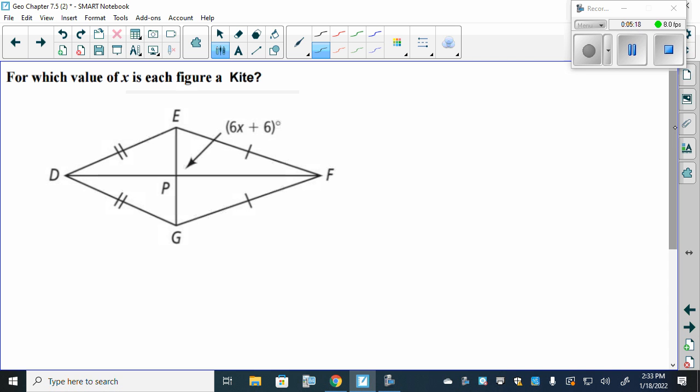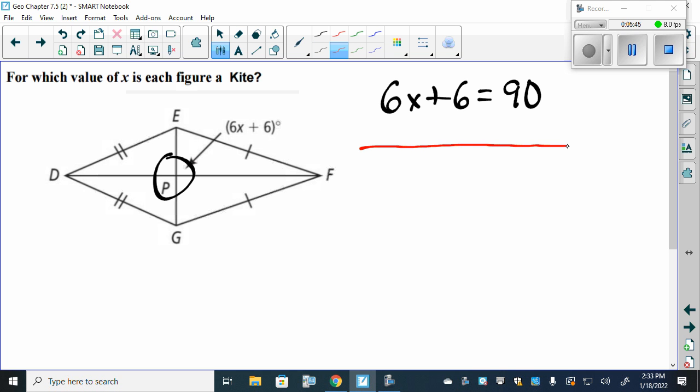Now, when we look at this first one here, we want to find the value of x. If this is a kite, we know the diagonals are what? Perpendicular. So that means the angles here are all going to be 90 degrees. So 6x plus 6 should equal 90. Then we can solve for the value of x. So 6x equals 84.